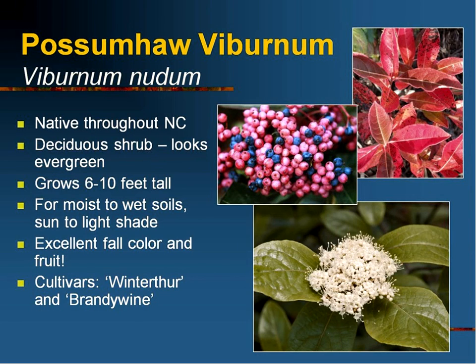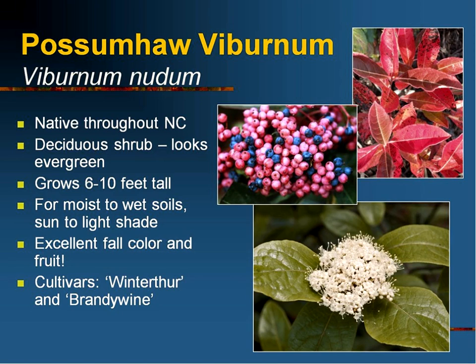Next is Possumhaw Viburnum, and this is one of several native viburnums in the state. And this one grows throughout our state. Most of our others grow either in the eastern part or the western part. And this is another plant that in the wild tends to grow in wet areas. And you will notice a lot of our native plants that make it into cultivation are from wetter areas because they tend to do better in nursery containers.